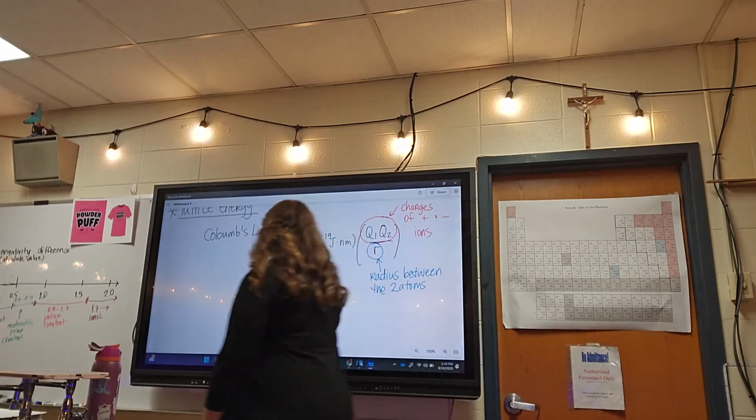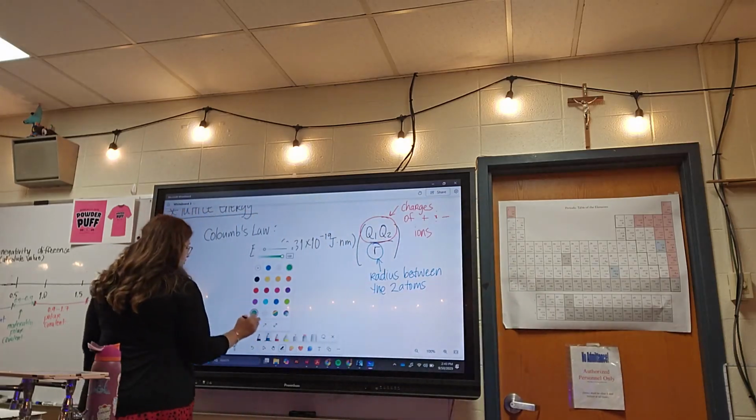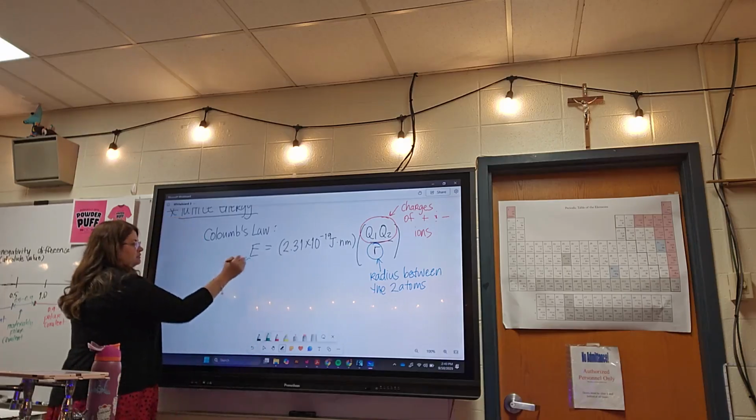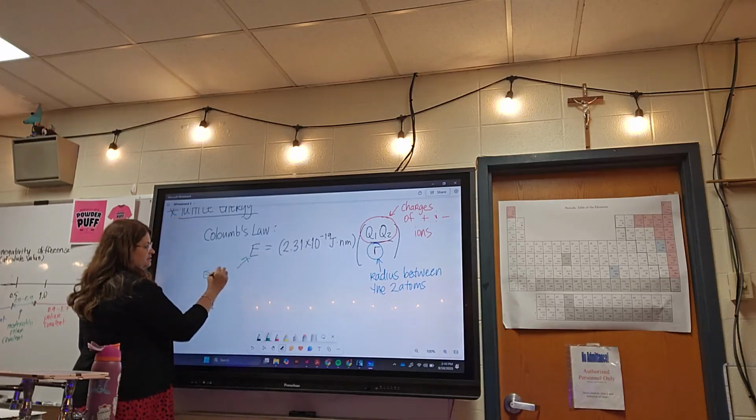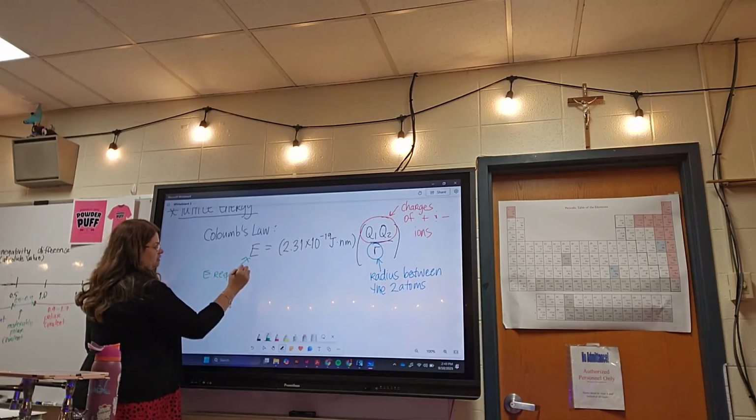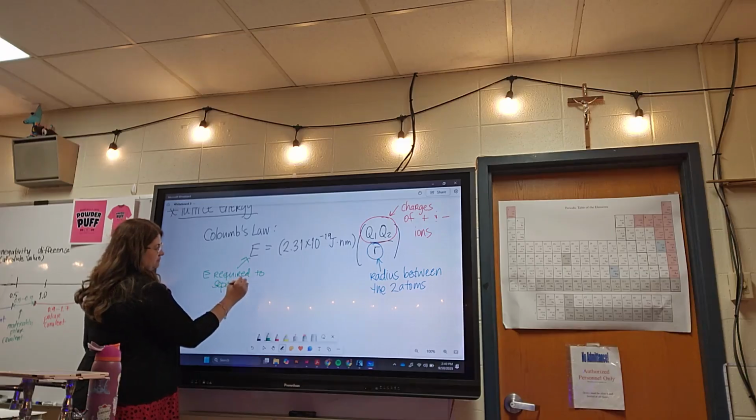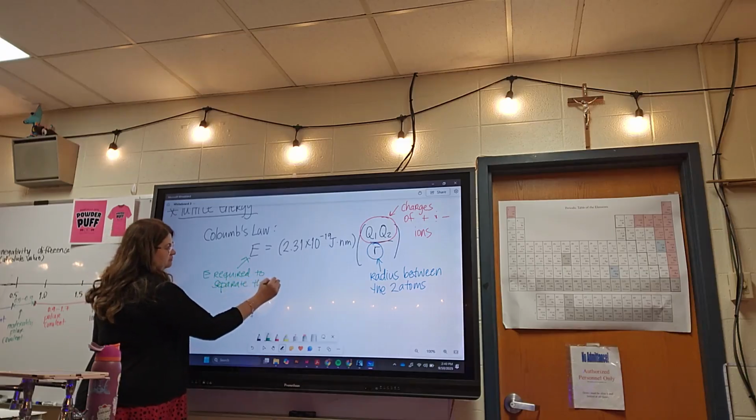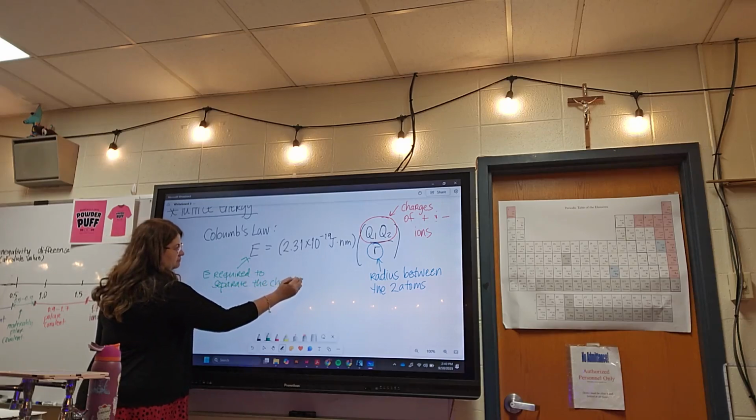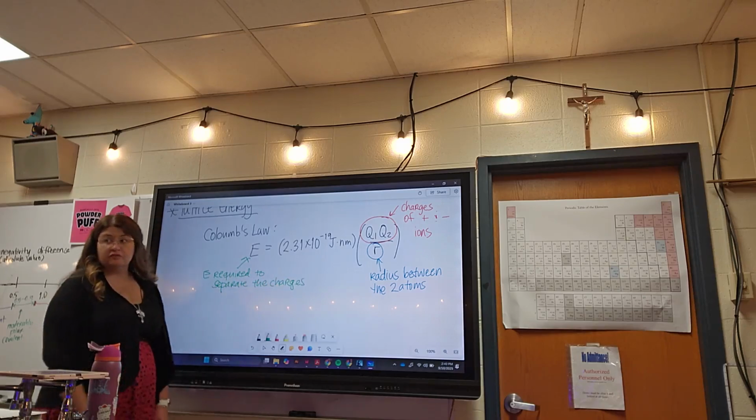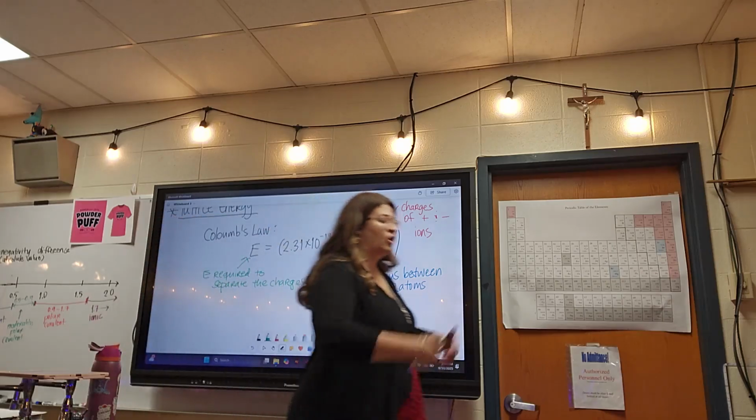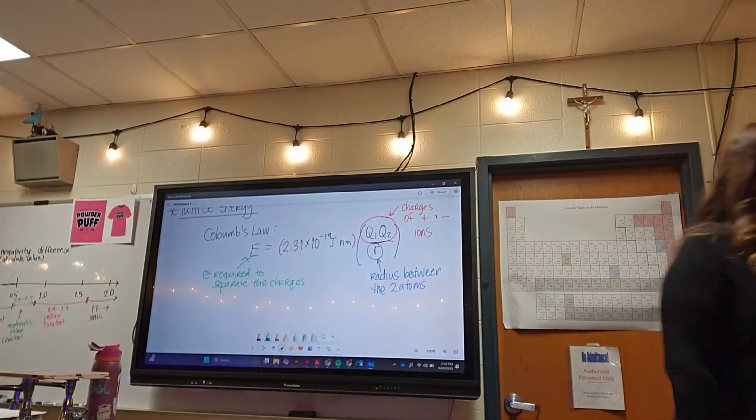E is your lattice energy. It's the energy required to separate the charges. So if you understand how fractions and math work, you understand how Coulomb's law works.